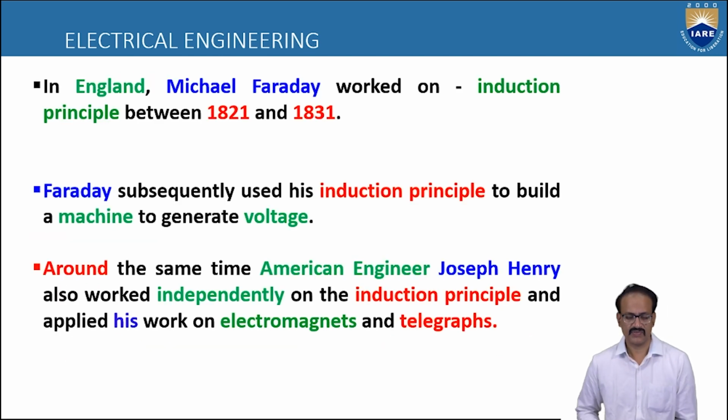So this is Michael Faraday. Between 1821 and 1831, he worked on induction, the induction principle. At the same time, parallelly, another scientist, Joseph Henry, was doing the same research on the same thing.